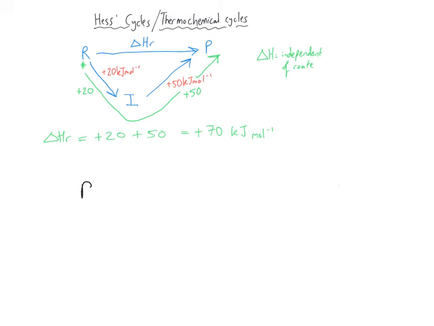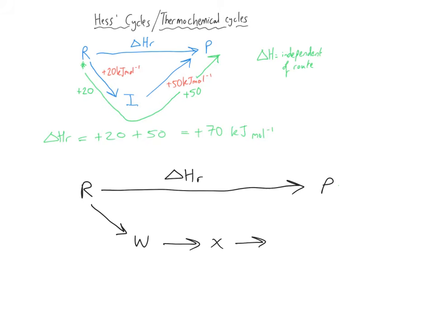And this is the exact same concept regardless of how many steps there are. So let's have the same idea. Enthalpy change for this reaction is our unknown, but we do know a series of other changes. We can turn reactants into the intermediate W, then into X, then into Y, and then we can turn it into the products.